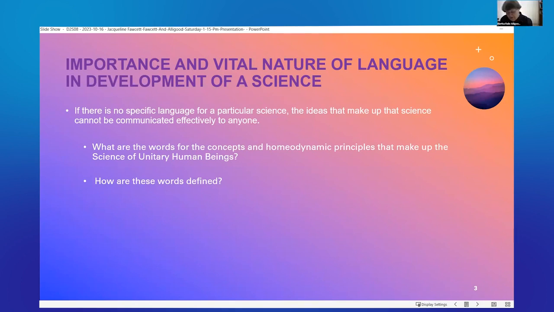We use the Oxford Dictionary definition of science, which is the systematic study of the structure and behavior of the physical and natural world through observation, experimentation, and the testing of theories against the evidence obtained. Next slide.